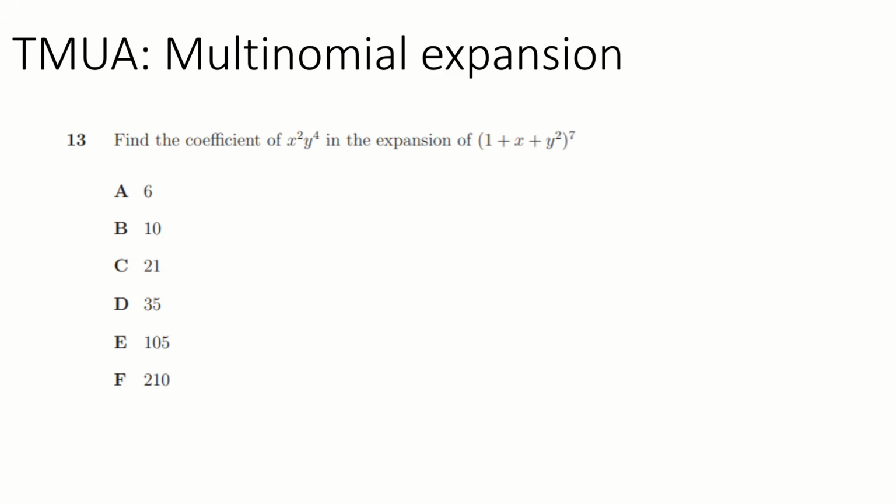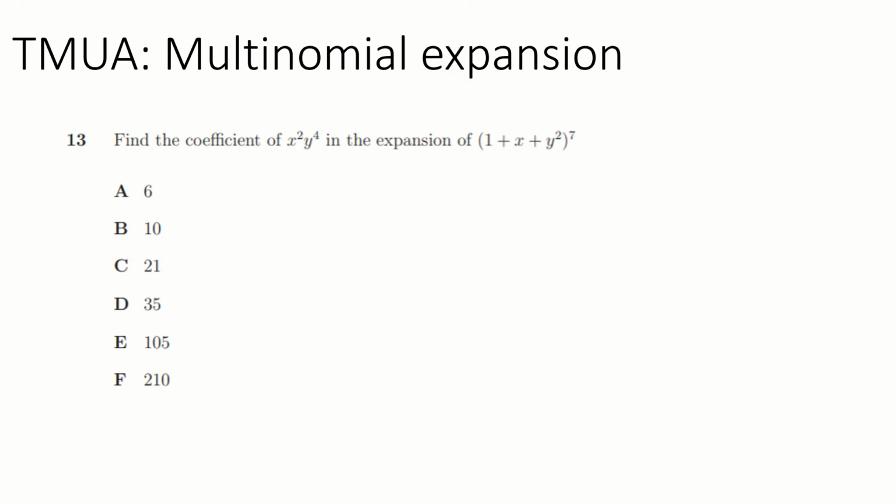So TMUA occasionally asks you to expand objects like this, which isn't really binomial expansion because, of course, binomial means two numbers, and this is three numbers. And so the expected way of doing this is to group two of them up, like this 1 plus x, treat that as a single object, and then do binomial expansion. But then you have more expansion to do because you'll have a 1 plus x to the sixth term, and you have to expand that as well. And that's quite time consuming.